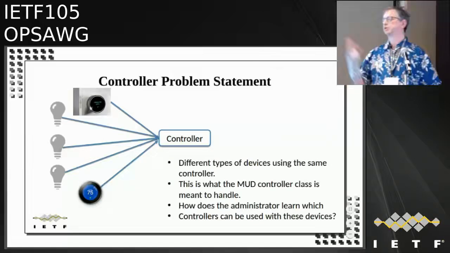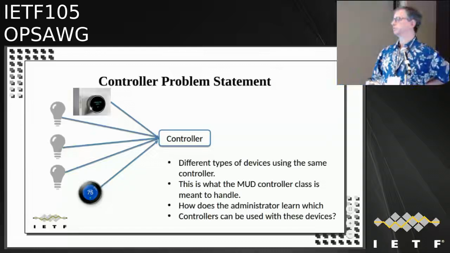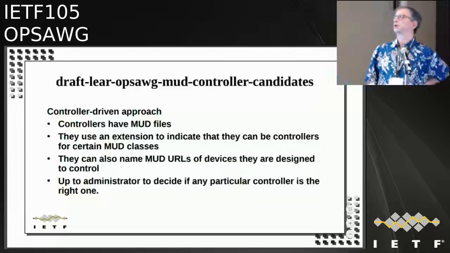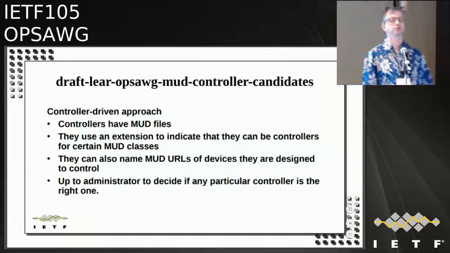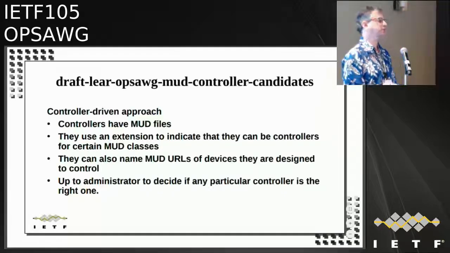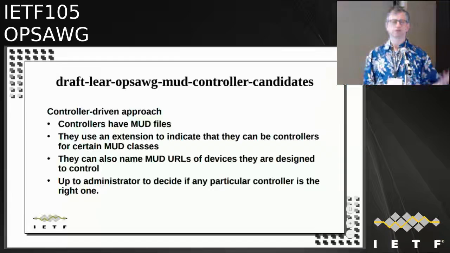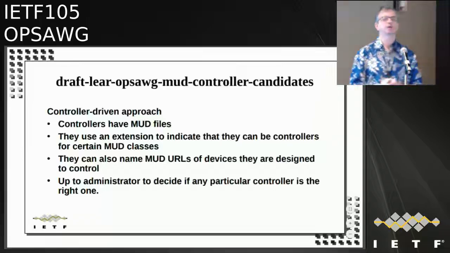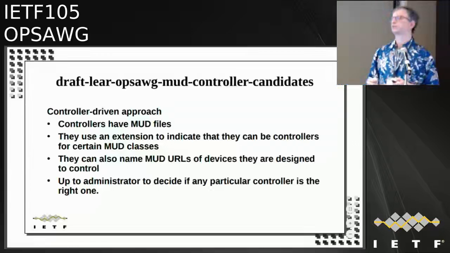So now the question is, how do we provide a hint to the administrator as to what those controllers should be? That's what this draft starts to flesh out. This is a controller-driven approach. That is to say, the controllers declare I can be a controller for a particular type of device. The controllers themselves are assumed to have MUD files in this context. And that means, at least at the moment, that they're assumed to have a single purpose. They can use an extension to declare this, which basically names the classes that they can control. And it's up to the admin to decide whether or not they like the idea of this controller having access for this purpose. So that's pretty much the draft in a nutshell.